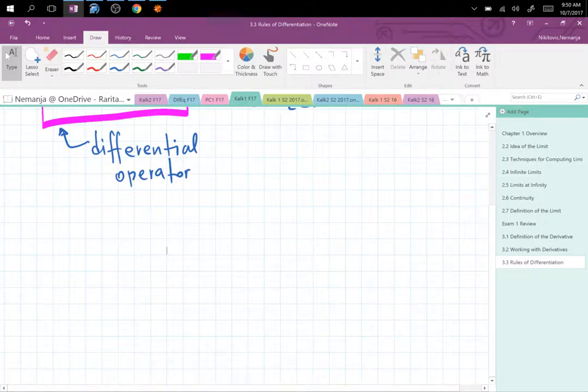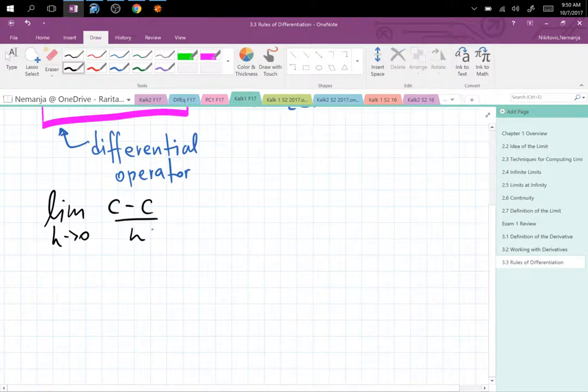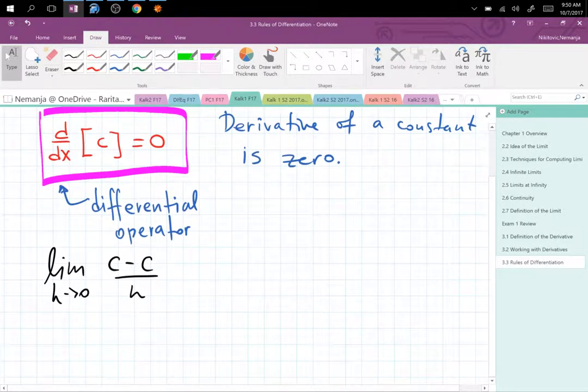We can actually do the proof for this using our limit procedure. For every single formula that I write now and in the future, you can go and prove it. H goes to 0, and then you have C minus C over H, right? And that's 0. Yay!